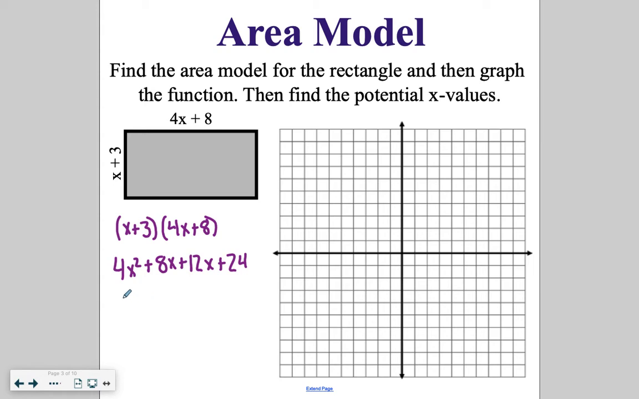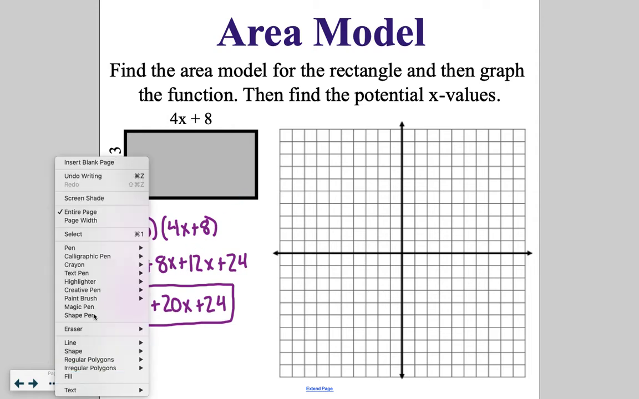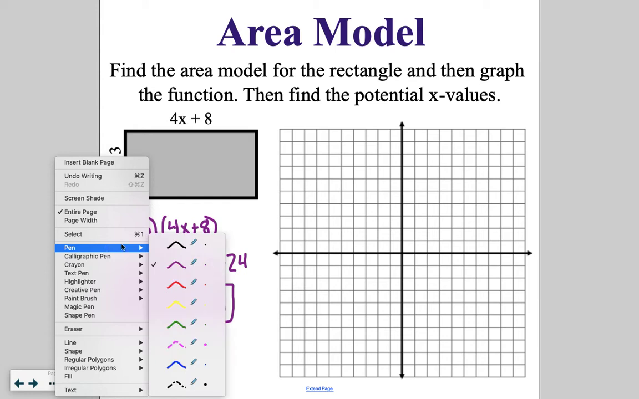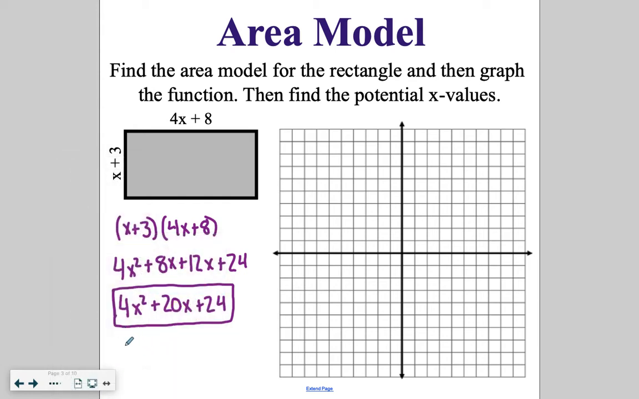Then we can go ahead and simplify this to get our final area model, which is going to be 4x squared plus 20x plus 24. So that is our area model for this rectangle. Then we're going to go ahead and do the graphing part. In order to do that, you need to be able to find the vertex, the axis of symmetry, and the y-intercept. So we're going to start with that y-intercept, which is going to be (0, 24).